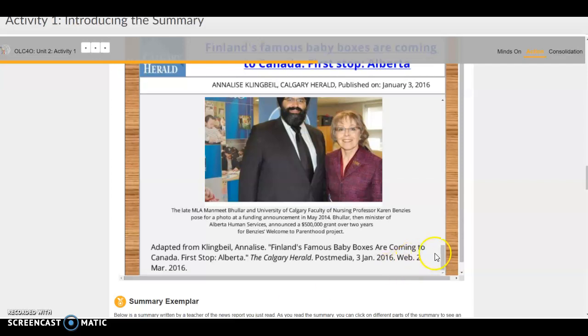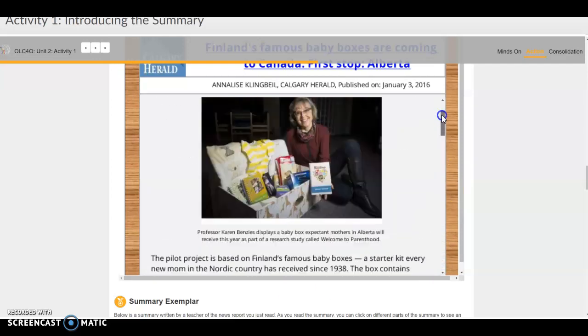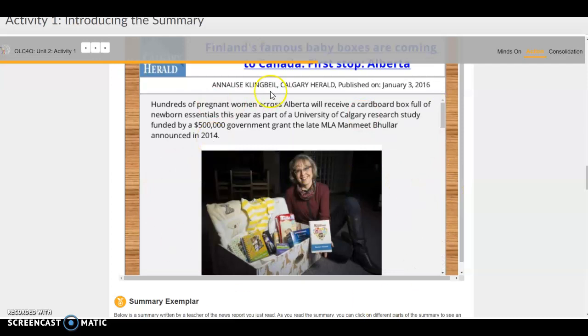Okay, so you won't have a chance to rewrite everything that's in this news report. Your summary is not going to be as long as the news report, so you have to find a way to condense it and to grab only the most important points.